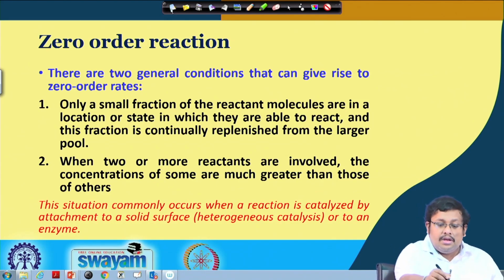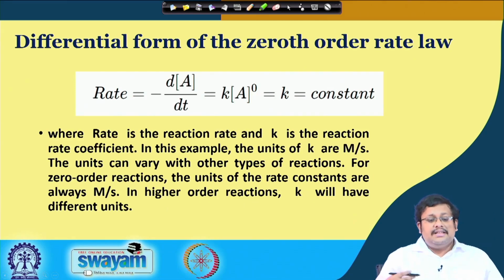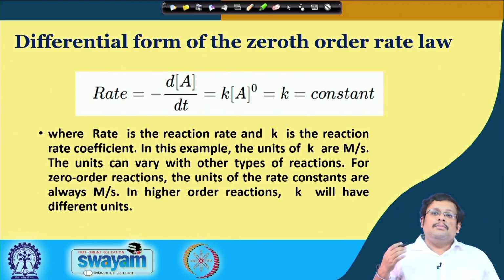So, let us see what is the differential form of the zero order rate law. Now, you know from our previous lectures that each order reaction, be it a first order reaction or second order reaction, can be defined in terms of differential rate as well as integral form. So, similarly, zero order reaction also can be expressed in terms of differential form as well as integrated form. Let us first discuss its differential form.